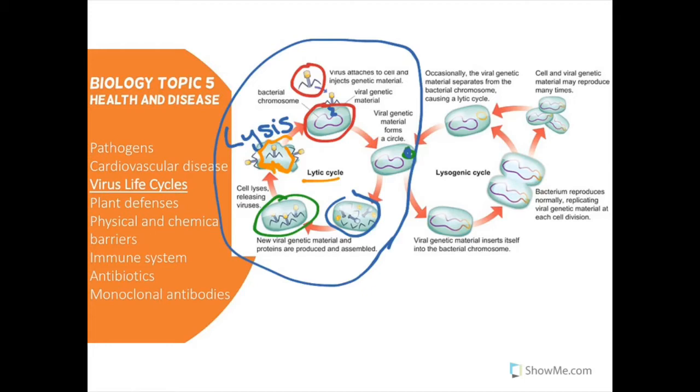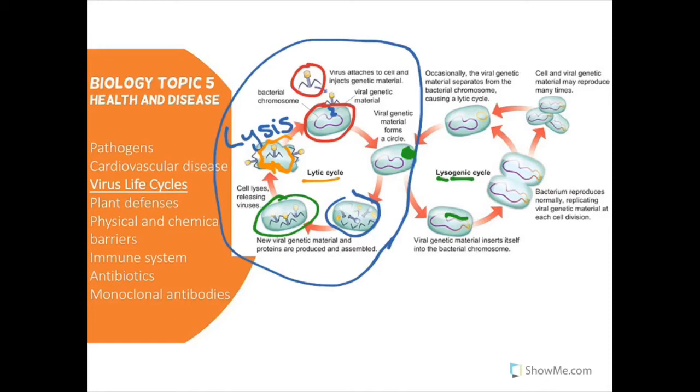What some viruses can do, not all viruses, is they can also have a lysogenic cycle. And what this means is it basically inserts the genes into the host's DNA. So that circle of DNA from the lytic cycle can then insert into the host nucleus if it's a eukaryote. This is a bacteria, so it would just insert into the bacterial chromosome.